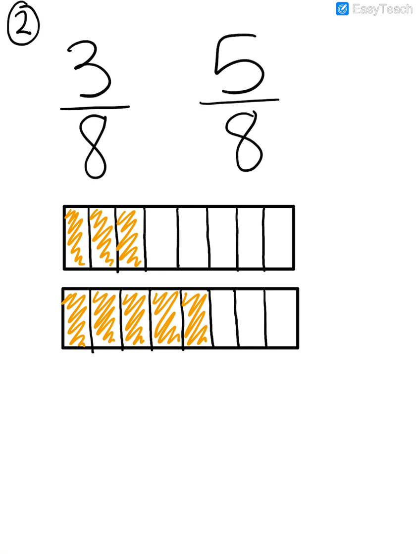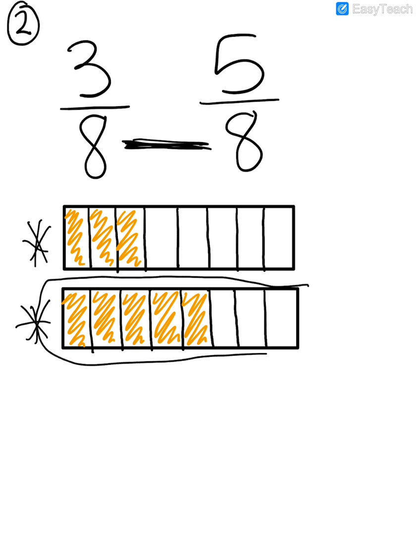So for this one, we have 3 pieces colored in, and this one we have 5 pieces colored in to match. But they both have 8 as the denominator. That means that both of the wholes are cut into 8 pieces, which means the pieces are going to be the same size. So if my pieces are all the same size, and this bar here has 3 pieces, and this bar here has 5 pieces, which one will have more? Well, since they're the same size, the bar with 5 pieces is going to be greater than the bar with 3 pieces.